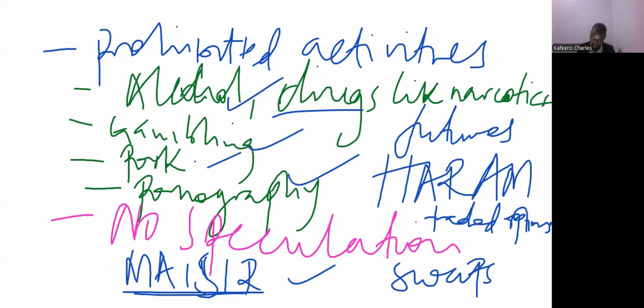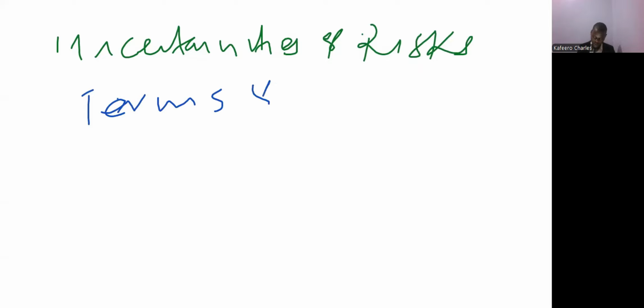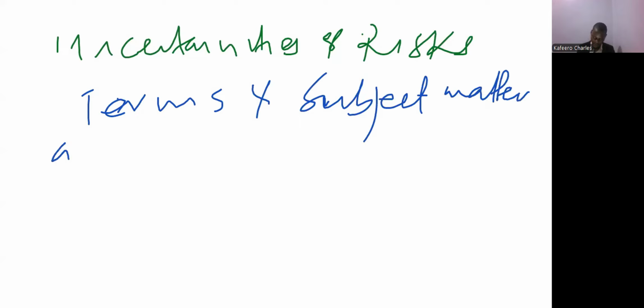Then we look at the other principle: we have uncertainties and risks. The rule of Islamic finance bans participation in contracts where the terms and the subject matter are uncertain. They tell you we sign a contract, maybe we expect that maybe we are going to win. You bet.